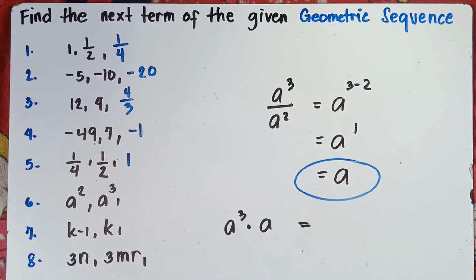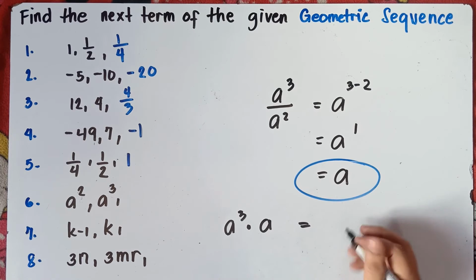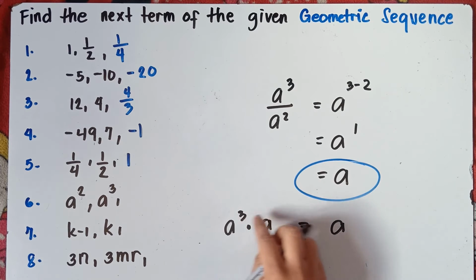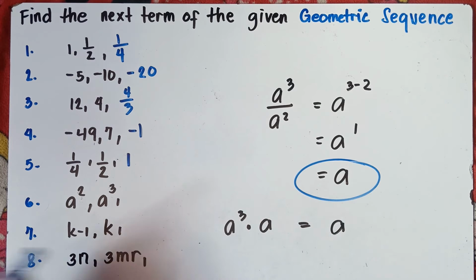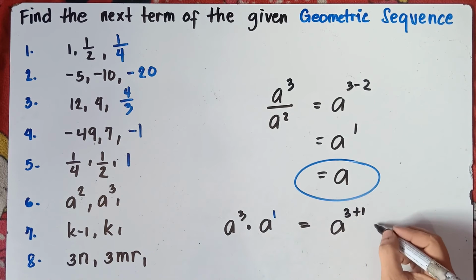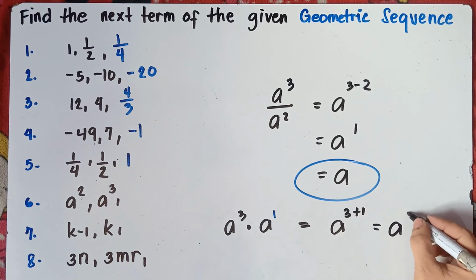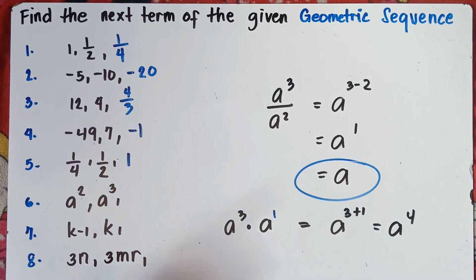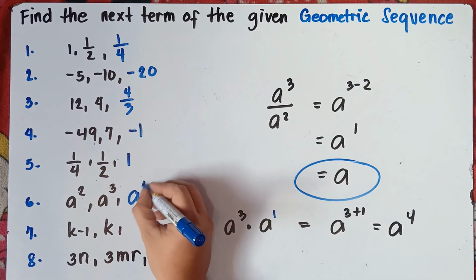Now you go back to the laws of exponent, the product rule. If they have the same base, simply copy the base, then you will add the exponent. Understood that there's 1 here for a. So that would be 3 plus 1. And the answer is a raised to the power of 4. So the next number, class, will be a raised to the power of 4.